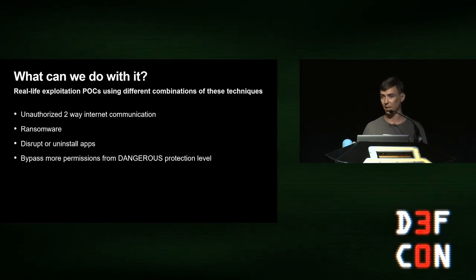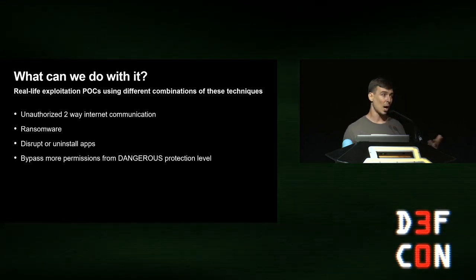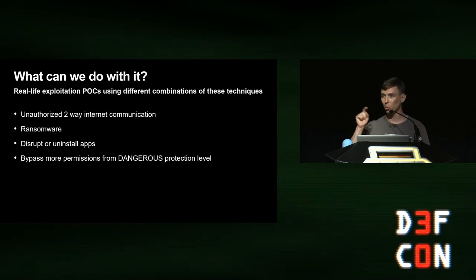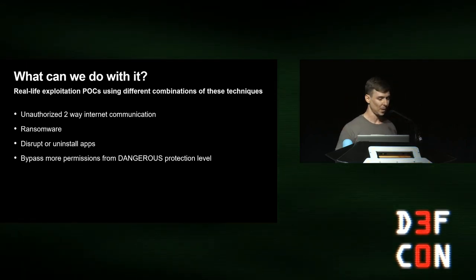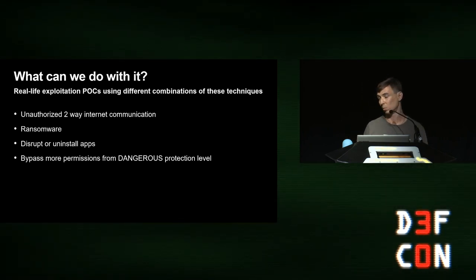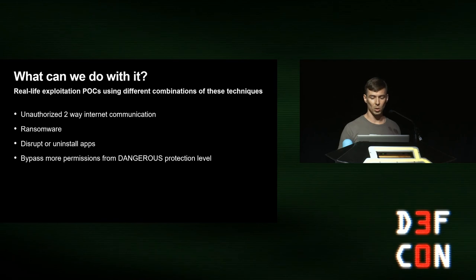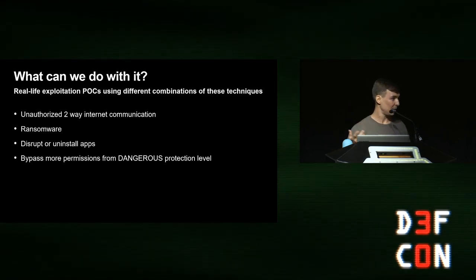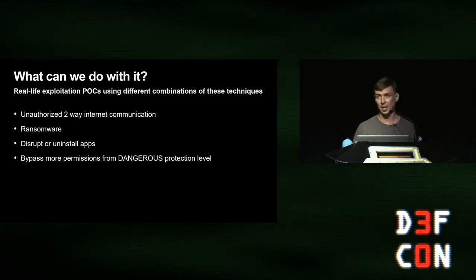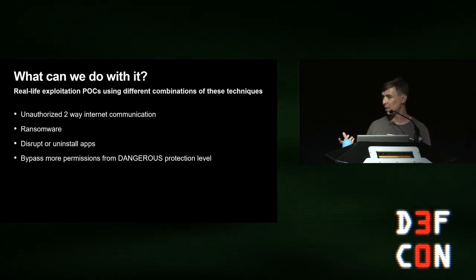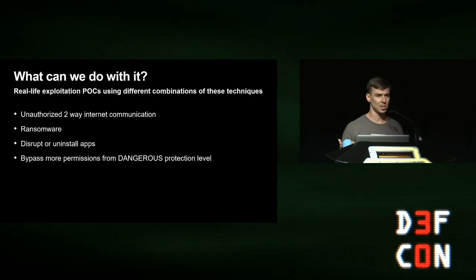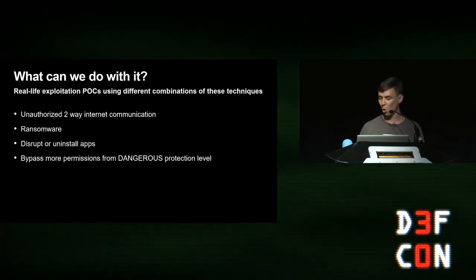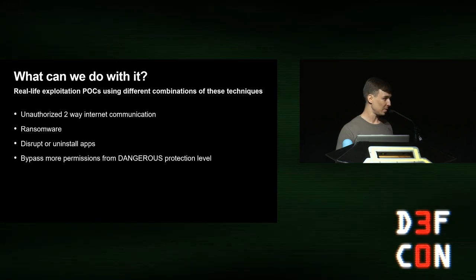For example, when to block the screen for a ransomware, or when to unblock it when the user paid, or which applications to disrupt, on which buttons to make the user click, or which applications to uninstall. Because in Android, to uninstall an application, it's basically a built-in alert with just one click, and then the application is uninstalled. I mean, yeah, in the latest API levels, it also needs a normal level permission, but still, this is pretty simple. But also, it can be used to bypass even more permissions from dangerous protection level.